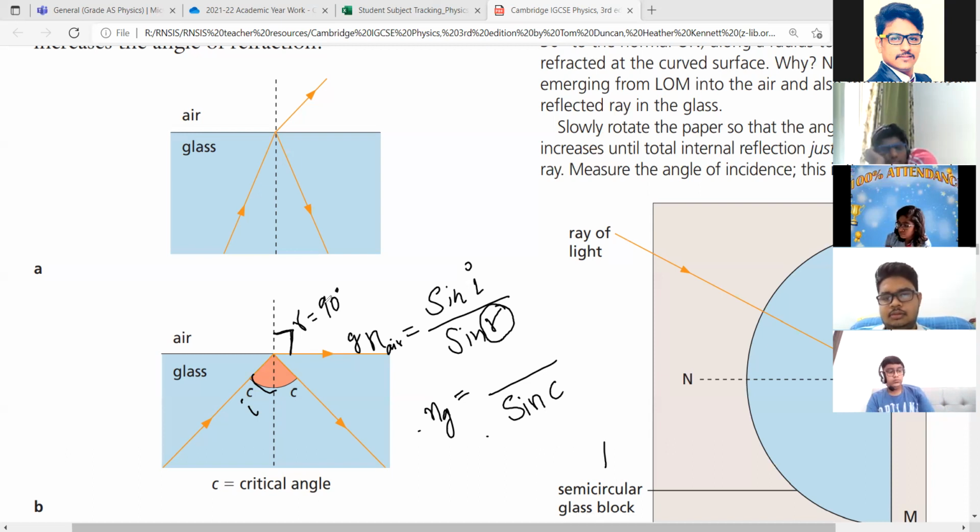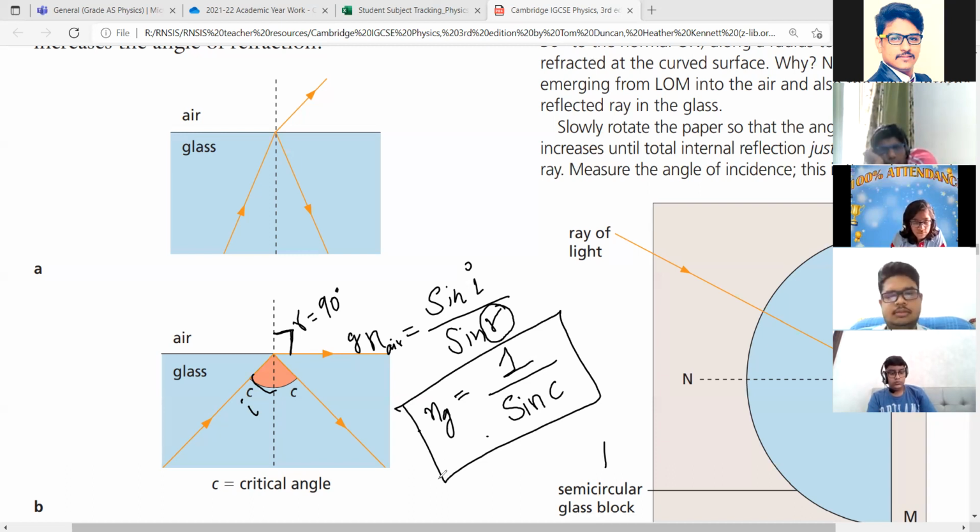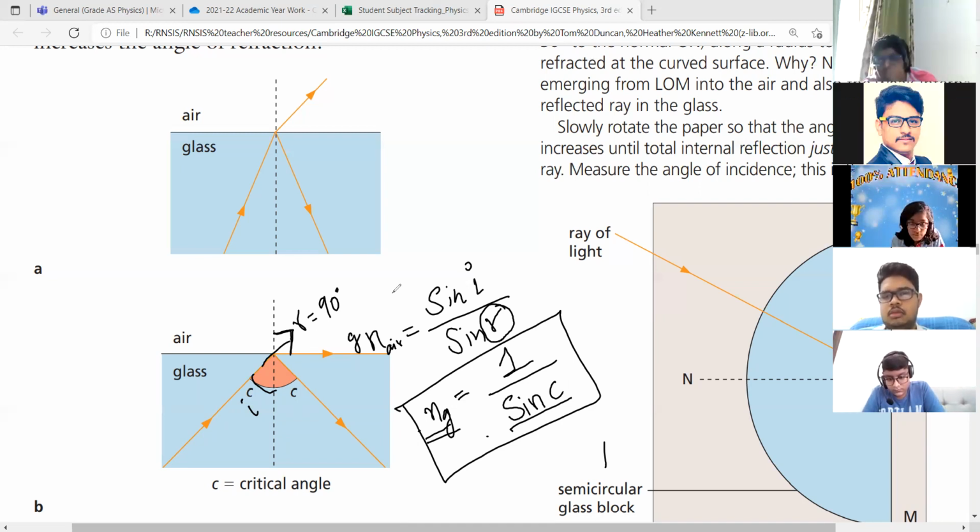So when you substitute sine of 90 as 1, you will get this formula. Remember, this is the refractive index of glass. When you're using the refractive index of glass, then the angle inside glass will come in the denominator, and that is why sine C comes in the denominator, even if the light is going from glass to air. This is a question many students ask: sir, when the first medium is glass and the second medium is air, it should be sine i upon sine r, so sine C upon sine 90, so n is equal to sine C. That is a wrong answer.